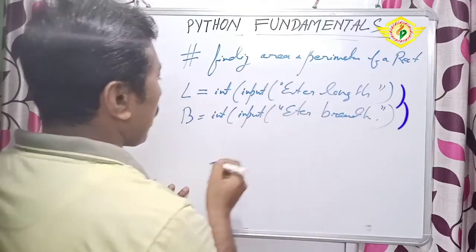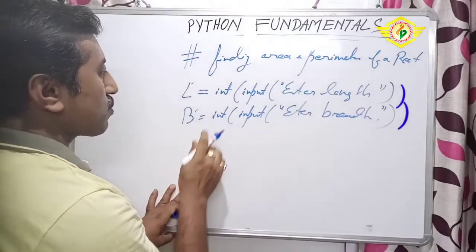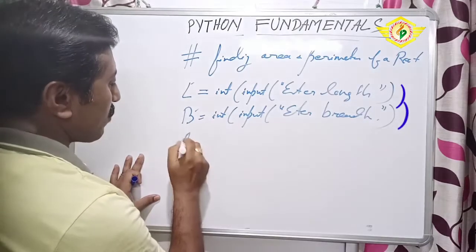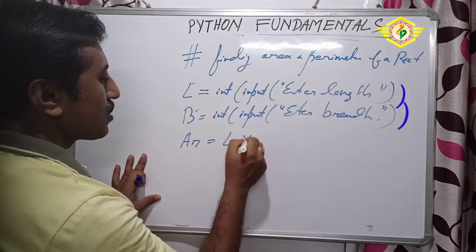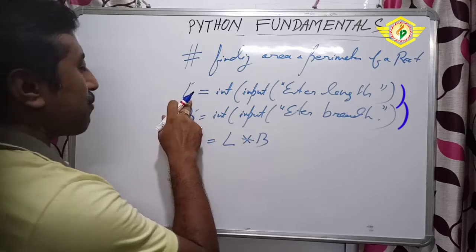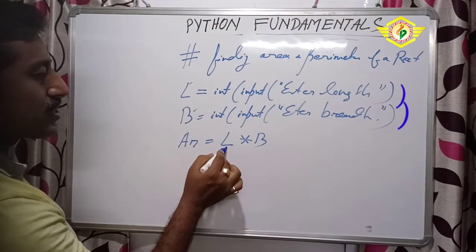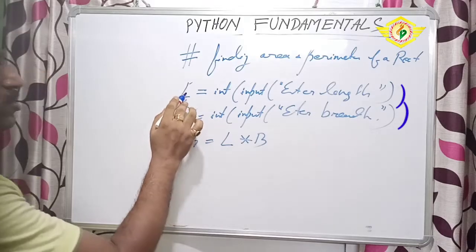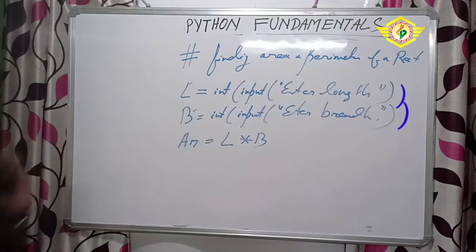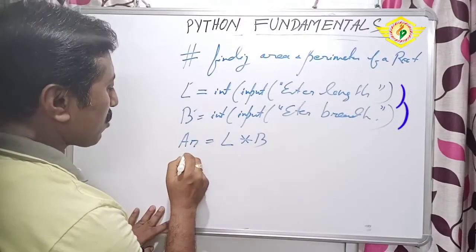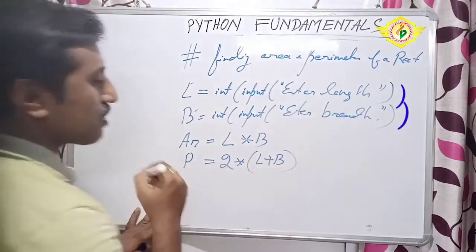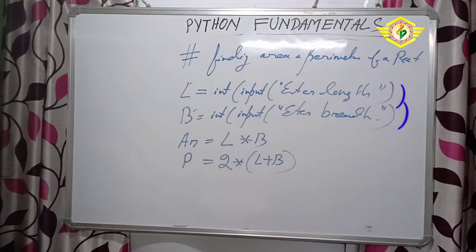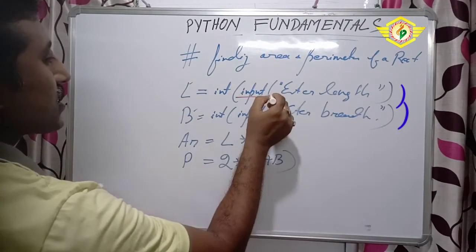Okay. After that, L I have entered, B I have entered. So now we'll calculate. Area equal to, what is the formula? For area I have taken the variable AR. Area equal to length into breadth, so L into B. Whatever variables I have used here, the same variable must be used here. Don't change the case or any characters. If you change it, there will be an error. After that, perimeter equal to 2 into L plus B. So this is the formula I have written. The two input statements I have written, one is here and one is here.